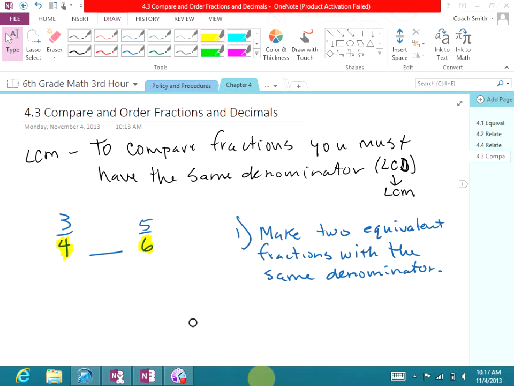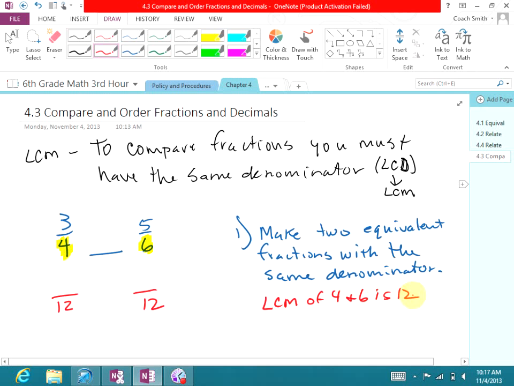Tristan? 12. The least common multiple between 4 and 6 is 12. So that's going to be my least common denominator. So my least common denominator of these two fractions is 12. So I'm going to create two equivalent fractions with the denominator of 12. The reason it is 12 is because the LCM of 4 and 6 is 12.